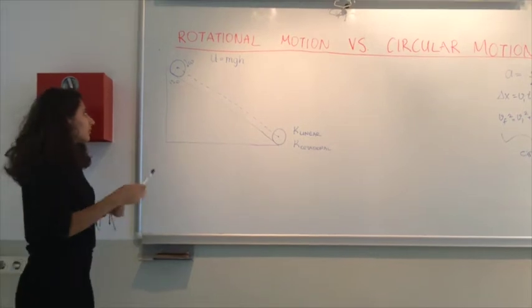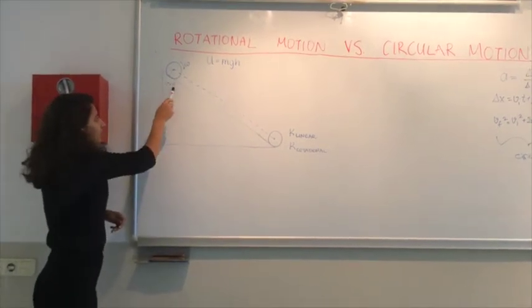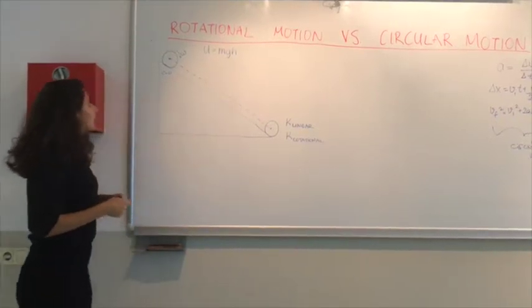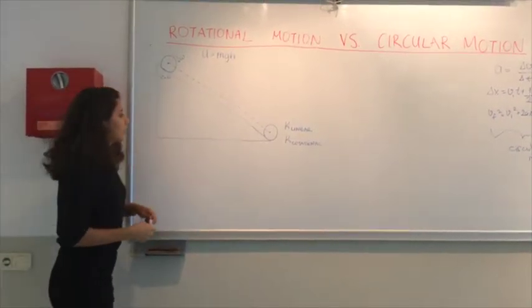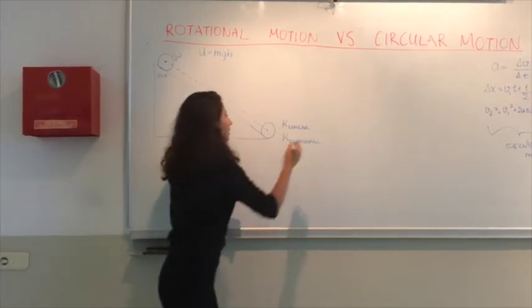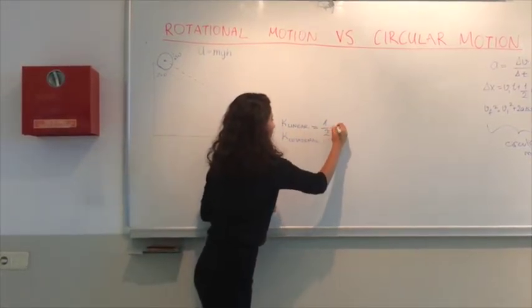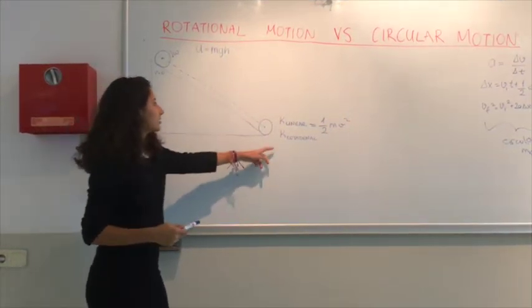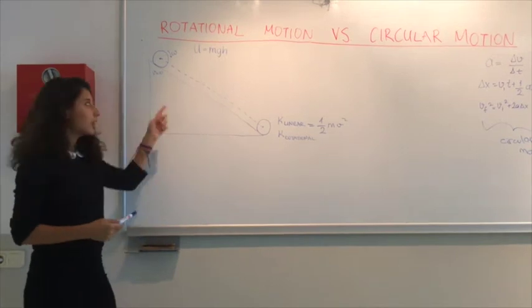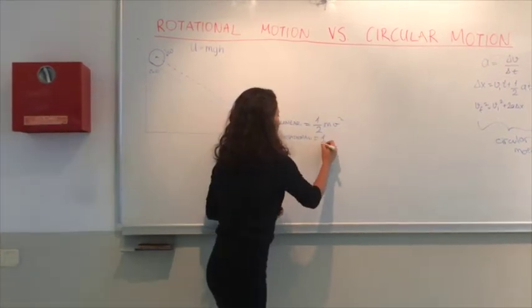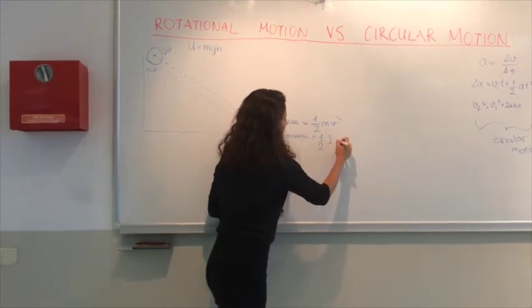If the linear velocity of the ball is 0 at the top, and it has a potential energy mgh, then at the bottom it has a kinetic energy, which we find from 1/2 mv squared. And here we should also consider the rotational kinetic energy, because it also rotates around its own center of mass, which is equal to 1/2 I omega squared.